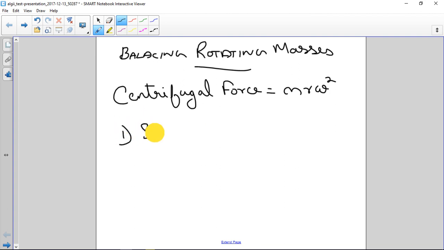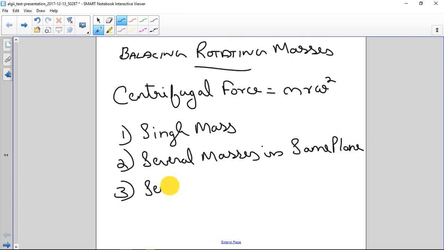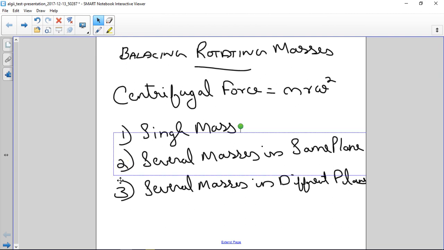Balancing of rotating masses is divided into three: first, a single mass; then several masses in the same plane; and third, the most complicated, several masses in different planes. And you can expect a question in part B from these two.